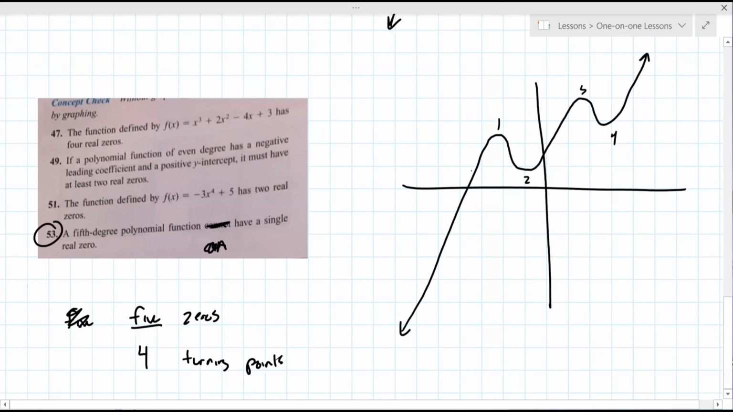How many zeros does this have? This one has just 1. So can a fifth degree polynomial have a single real zero? True. So since this is true, the "cannot" means that it must be false. Oh, okay. I see what you mean.